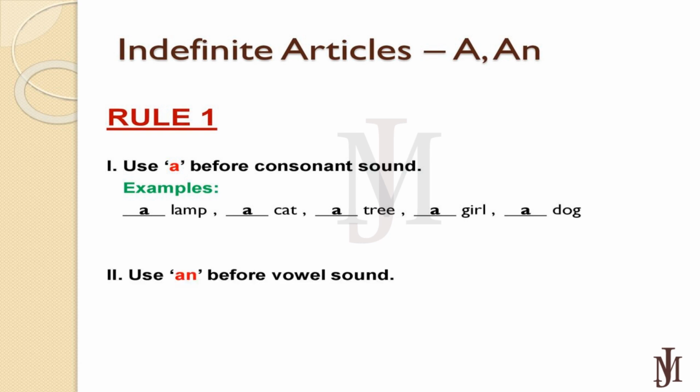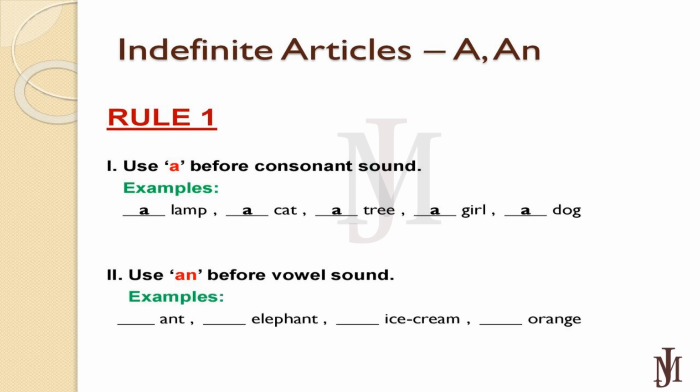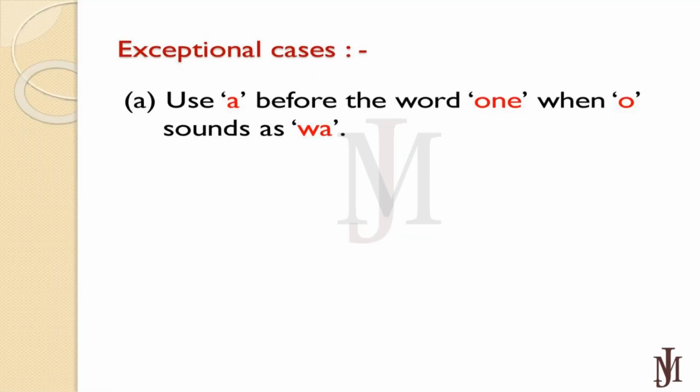Then use an before vowel sound. There are 5 vowels in English alphabet. They are A, E, I, O, U. There is a set of examples. All the words here start with vowel sound. So we say an ant, an elephant, an ice cream, an orange. There are some exceptional cases of the rule.